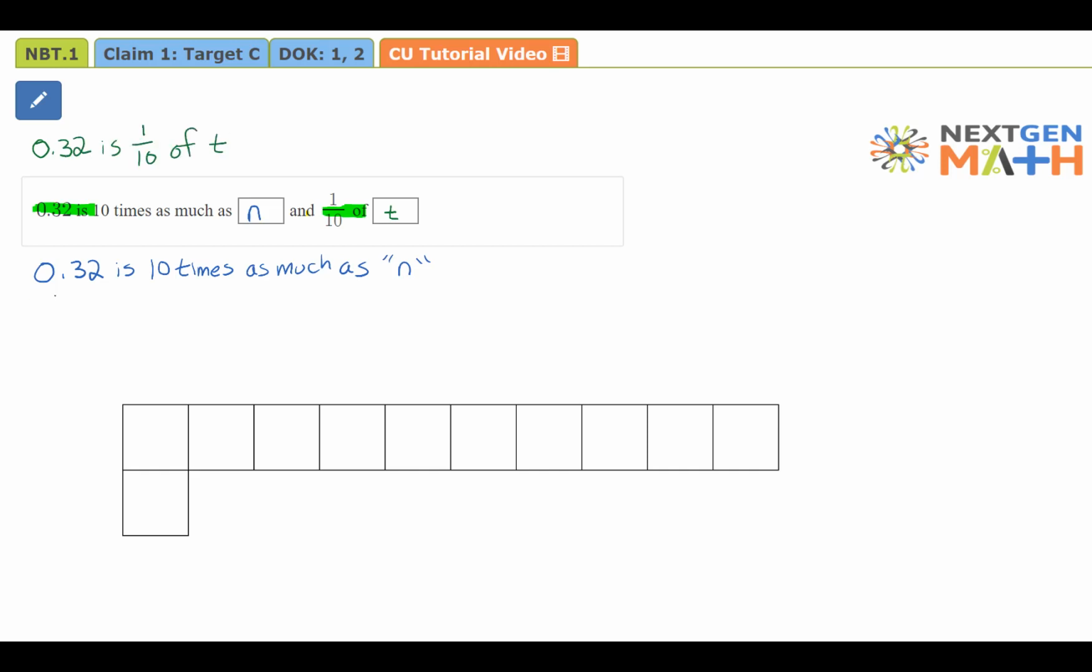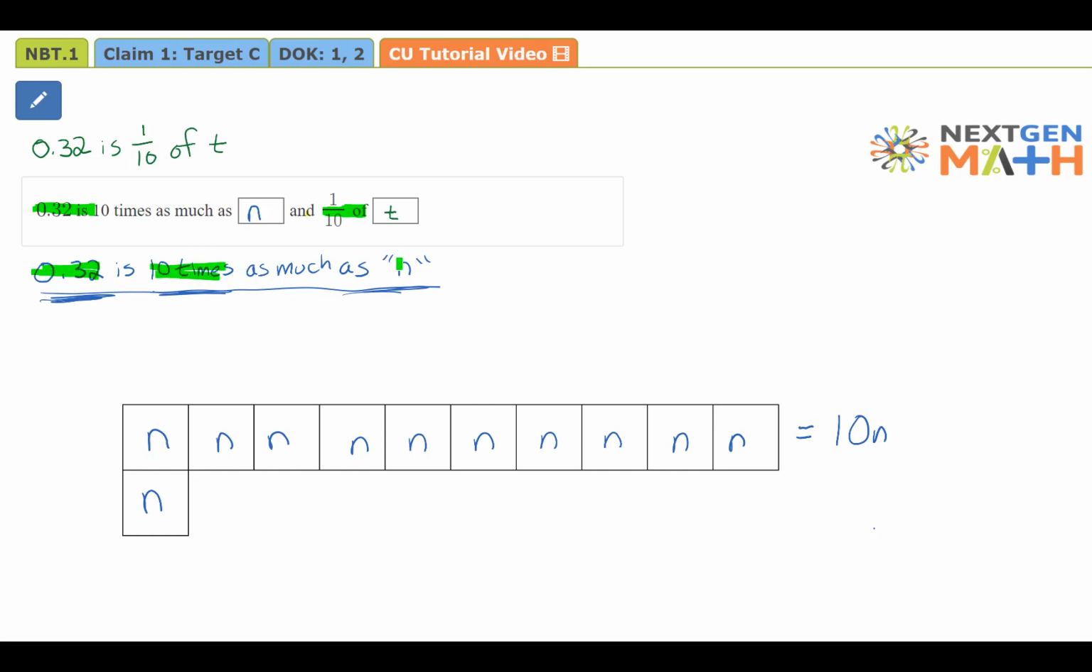So let's focus on the first problem. 32 hundredths is 10 times as much as n. We're going to use this model where each of these squares represent n. And in this row, there's actually 10n. And what we know from our problem is that 32 hundredths is 10 times as much as n. Another way we can write this is 32 hundredths equals 10n.